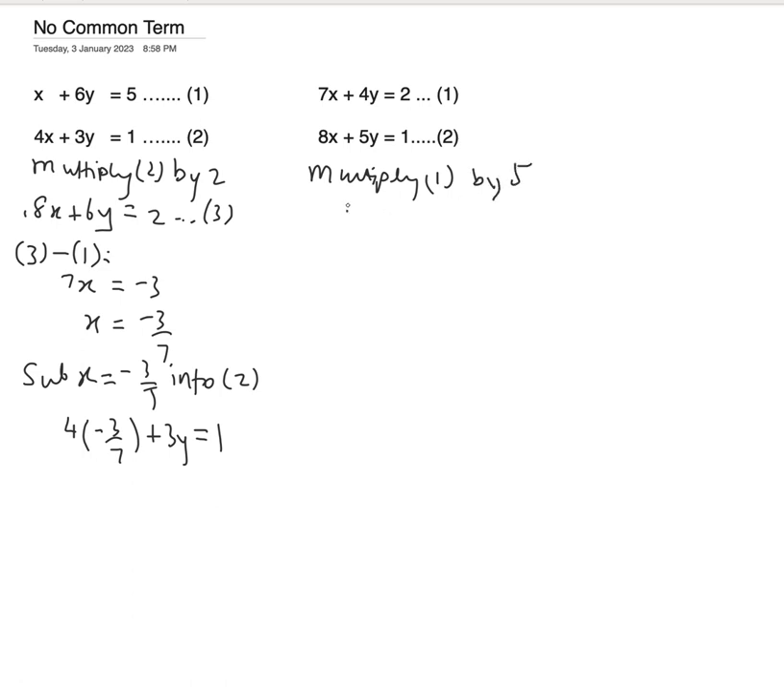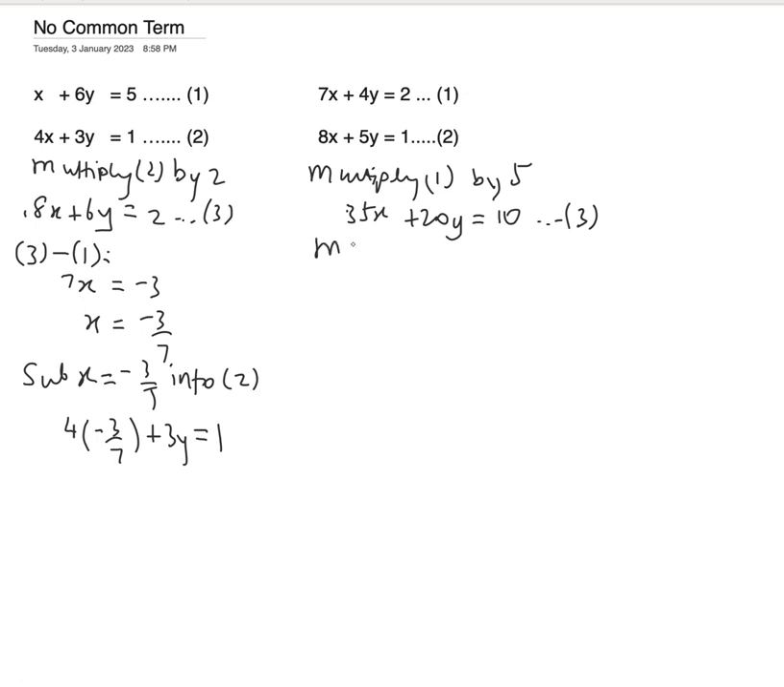So this gives us 35x plus 20y equals 10. And we call this equation 3.